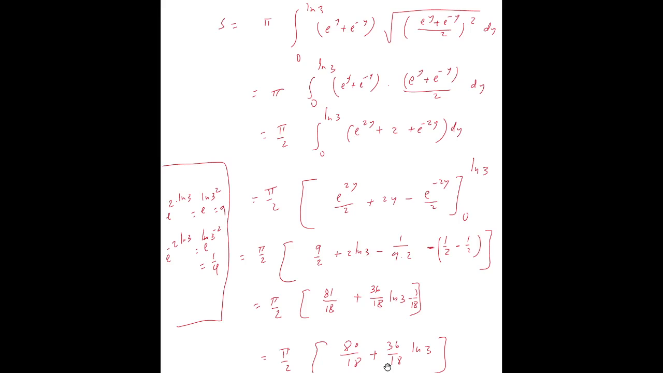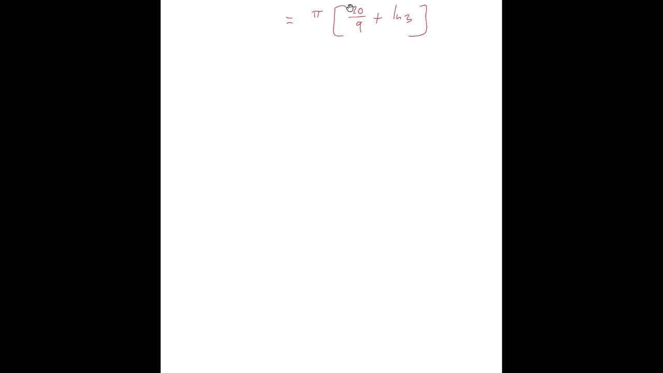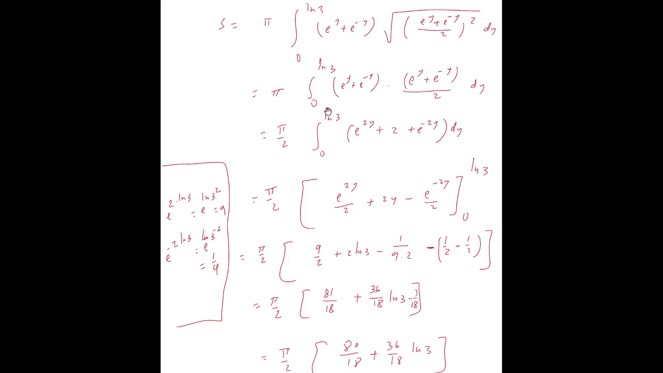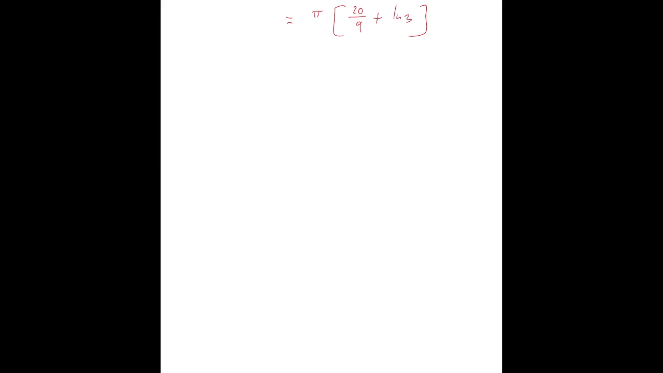I can just factor out this 18 outside, which gives me pi over 36. 2 times 18 is 36, and the leftover would be 80 plus 36 times ln 3. So this is my answer. But if you would like to bring this 36 inside, then after cancellation it would be 20 over 9 plus ln 3, so pi times 20 over 9 plus ln 3. So that's our final answer. You can leave it like this as well, or like this.